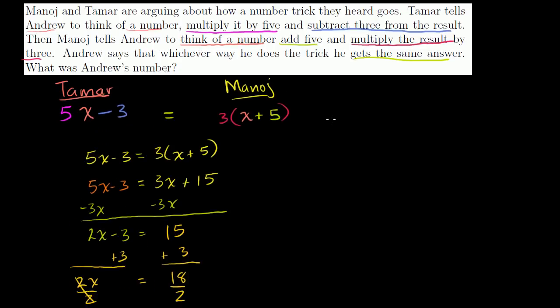Let's see if it works according to both Tamar and Manoj's method. If this is 9, you get 5 times 9 is 45 minus 3. So you get 42. That's when you do Tamar's method. When you do Manoj's method, this is a 9 right there. 9 plus 5 is 14. So this thing becomes 14. It becomes 3 times 14. 3 times 14 is 30 plus 12, which is 42. So Andrew was right. Well, he randomly picked the number 9, and regardless of which method he uses, he gets the same result. He gets 42.